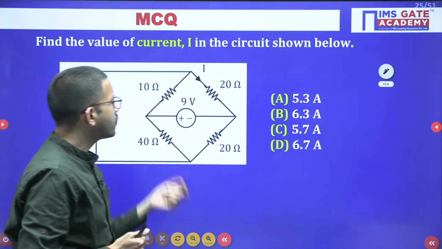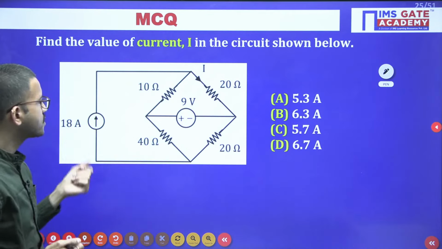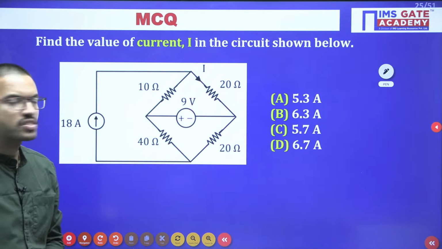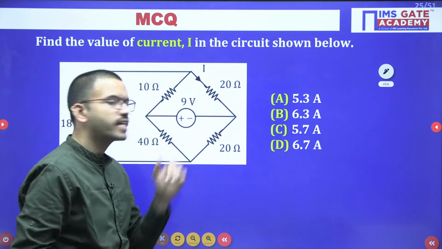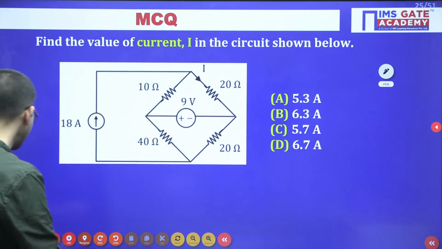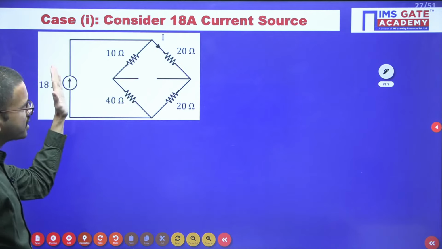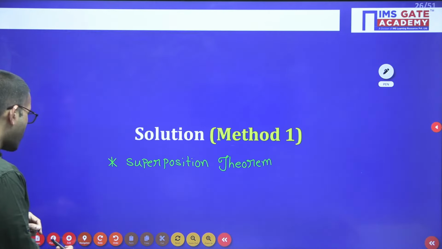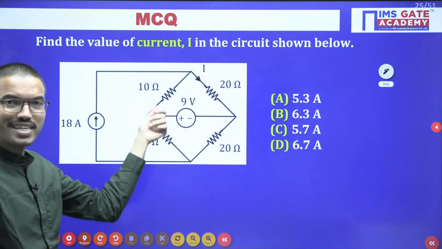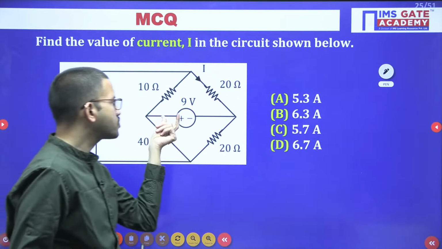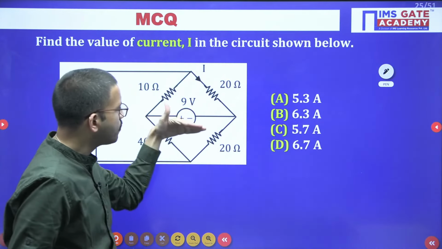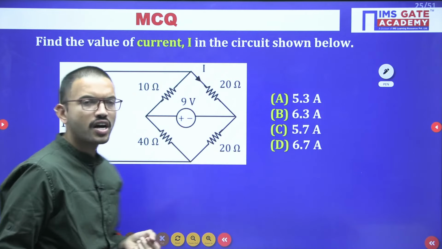Right. So first of all, I am considering, for example, the 18 ampere current source. That time, what do we have to do regarding this 9 volt source? All of you please respond. Case 1: I am considering only the 18 ampere current source. So the other source here, 9 volt, is a voltage source, right? Whether we have to make it short or open circuit, all of you please respond.